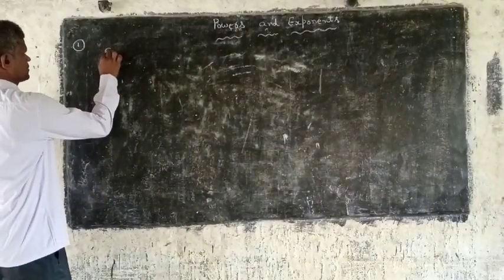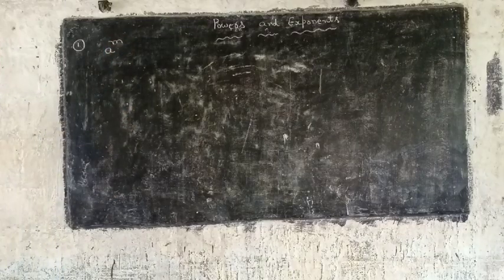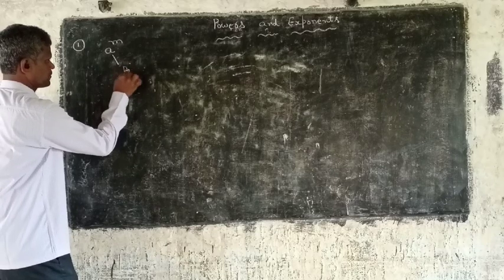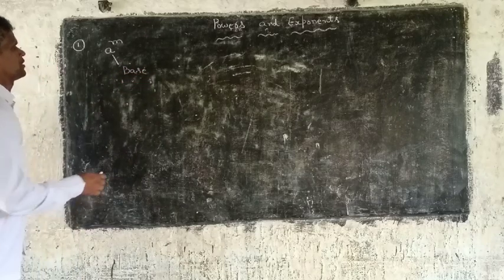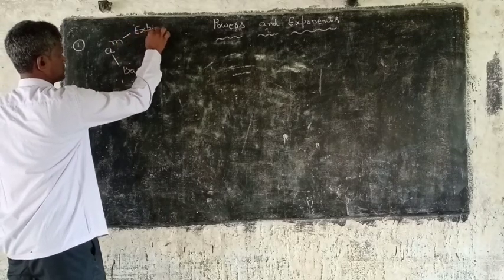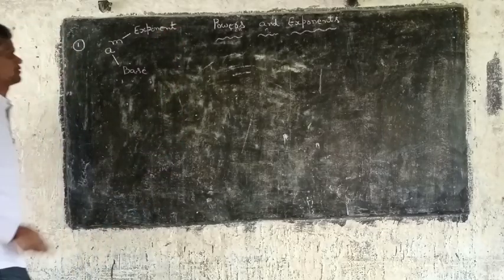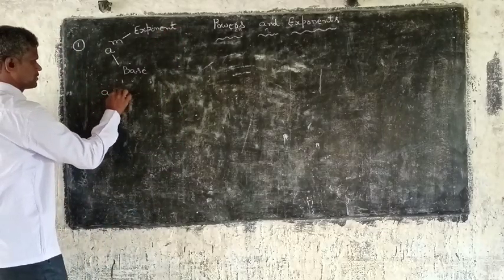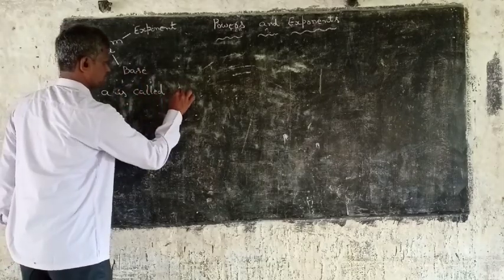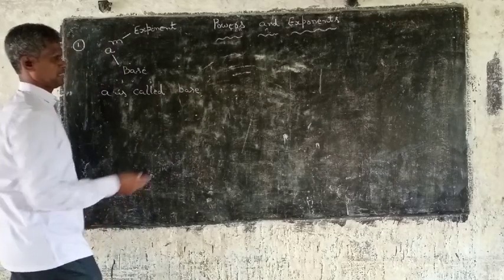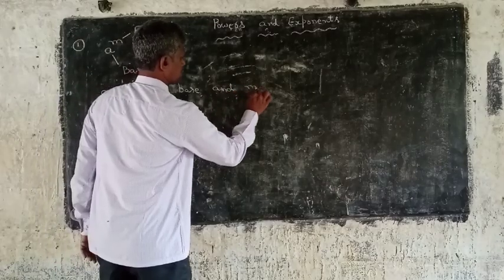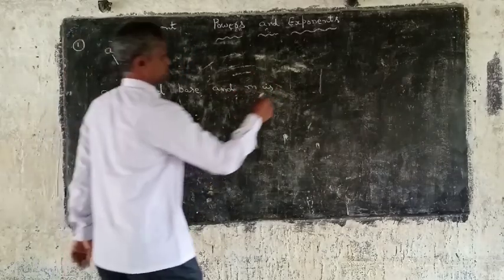First one, a to the power of m. A is called the base, and m is called the exponent.